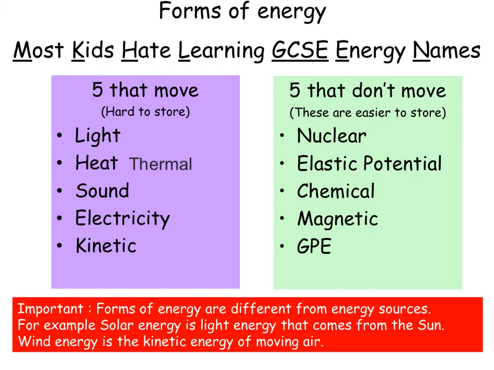It's really important to know that last bit, that forms of energy are different from the energy sources. For example, solar energy is light energy, it comes from the sun, but solar energy itself is a method of generating electricity using solar as a source of light energy. Also, the idea that wind energy, or wind turbines, what they're actually using, they're not using wind, they're using the kinetic energy of the wind to turn the turbine.